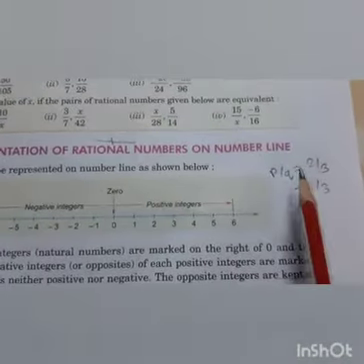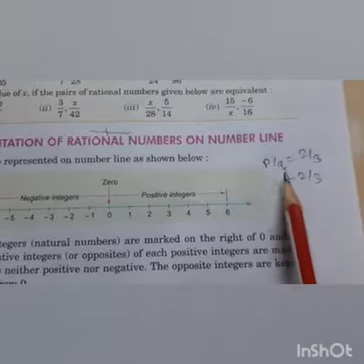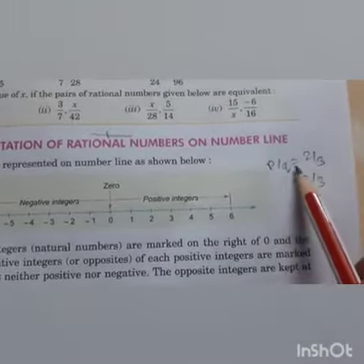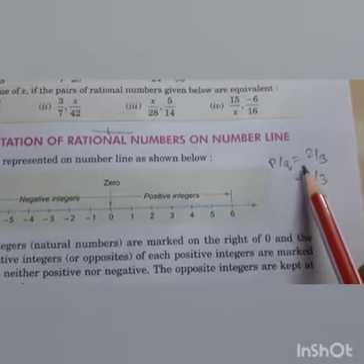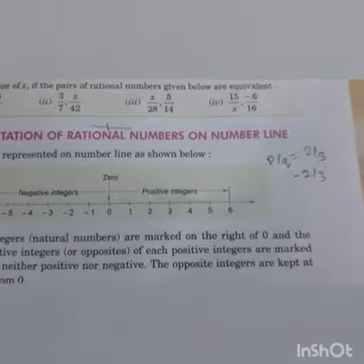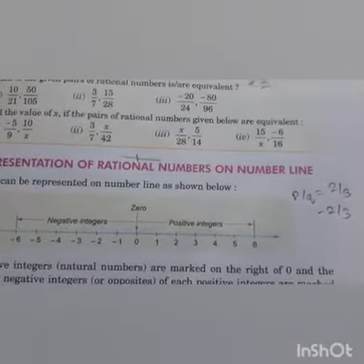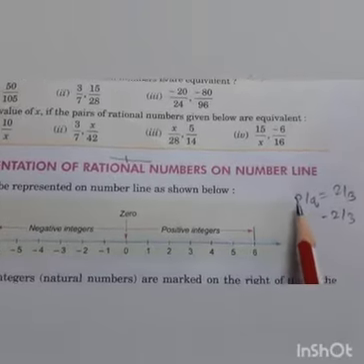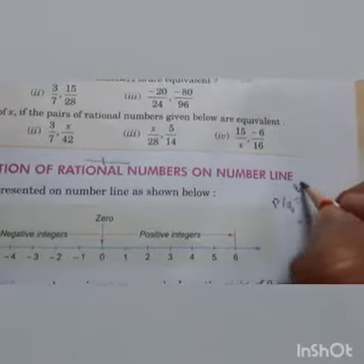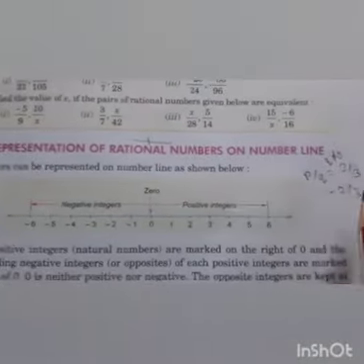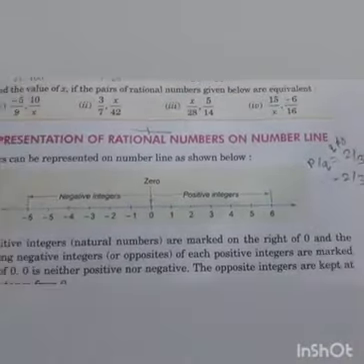Any number written in the form of p by q, that is numerator by denominator, is known as a rational number where q should not be equal to 0. This will always be a condition. Why? Because if q is equal to 0, then 2 upon 0 will be undefined. Anything divided by 0 will be undefined. So numbers which are in the form of p upon q where q is not equal to 0 are known as rational numbers. Now we need to represent these rational numbers on a number line.